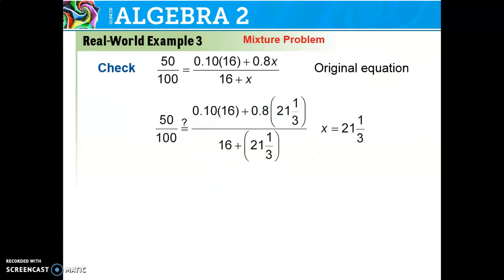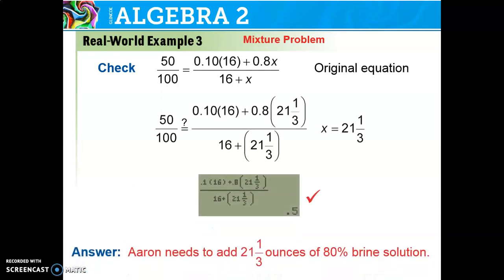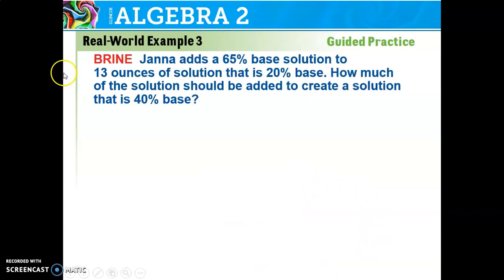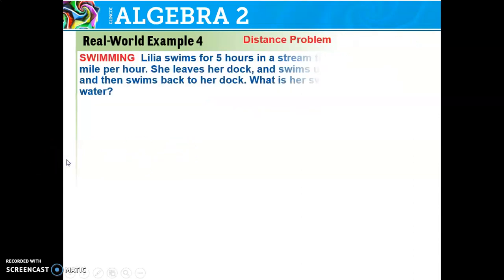You can check your answer. If we check 21 1/3, you can see here I use my calculator. I do get 0.5, which is what we were looking for. Okay, here's a problem for you to try, very similar. Go ahead and set it up the same way and see if you can come up with a solution. Correct answer is 10.4 ounces.